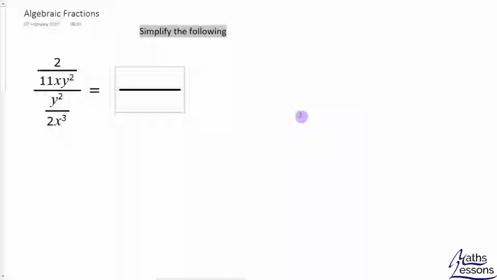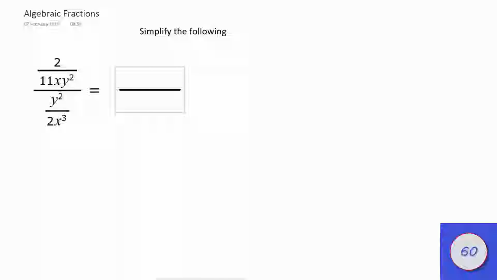Right, let's move on to some algebraic fractions. Let's work these out. Okay, I'm going to give you 60 seconds to have a go at this. See how you get on.